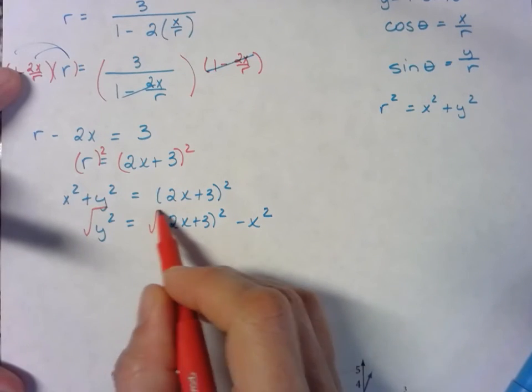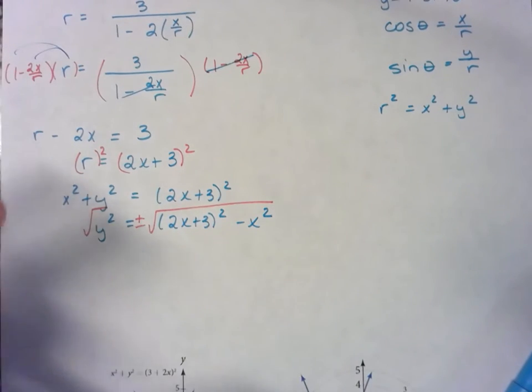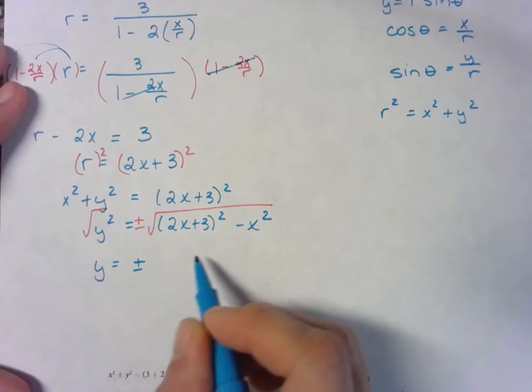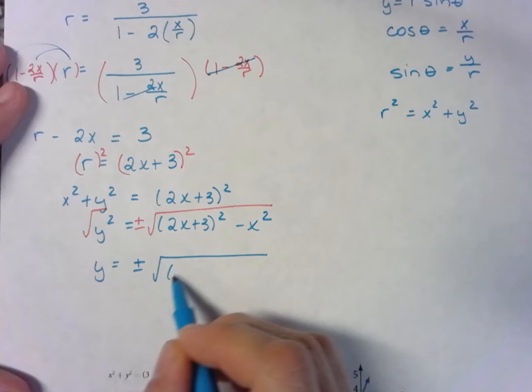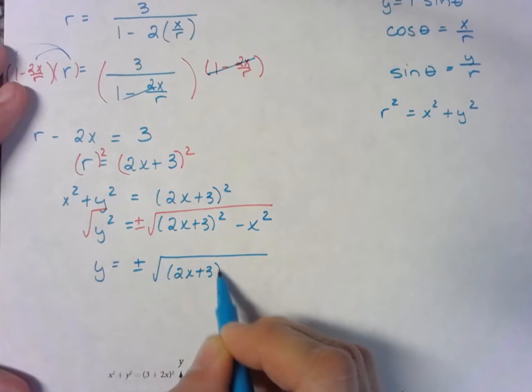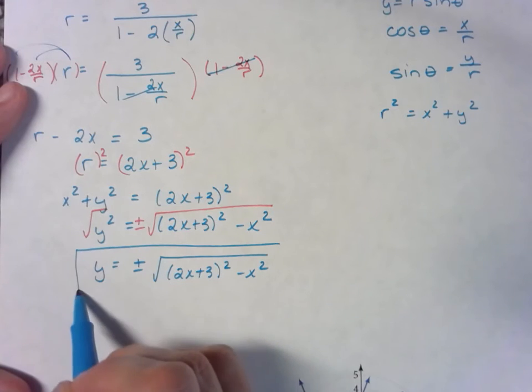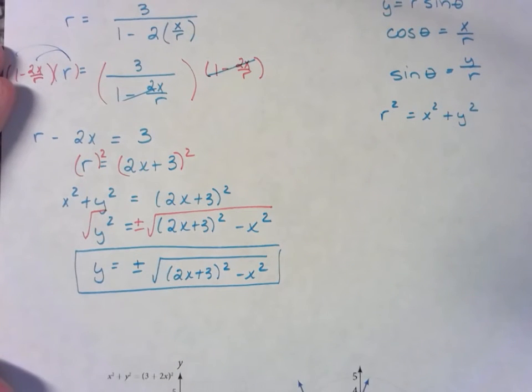Take the square root of both sides. Don't forget plus or minus. So we have y is equal to plus or minus the square root of 2x plus 3 all squared minus x squared. We have written it in Cartesian form.